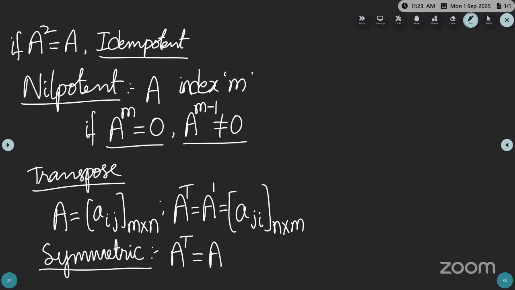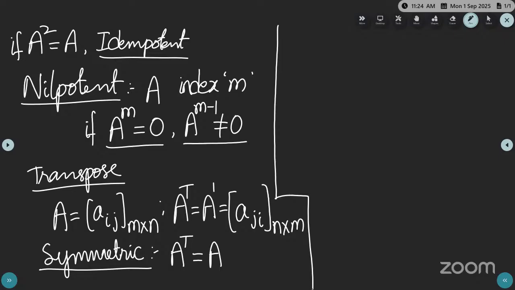In a symmetric matrix, the principal diagonal elements remain the same. Okay.